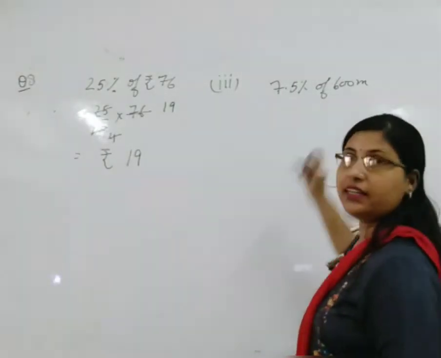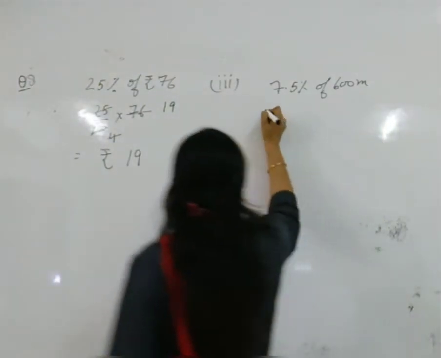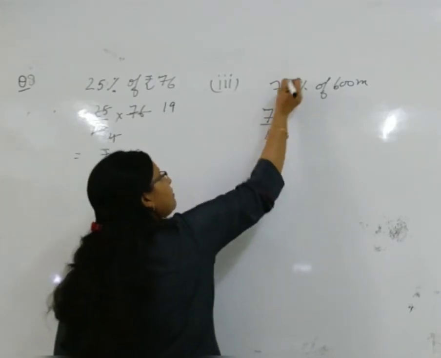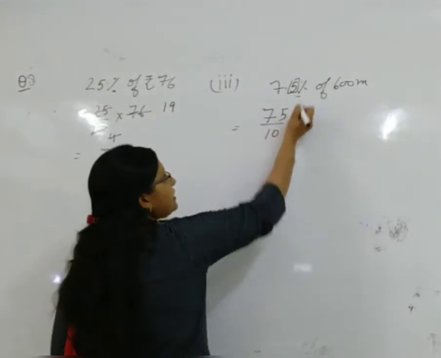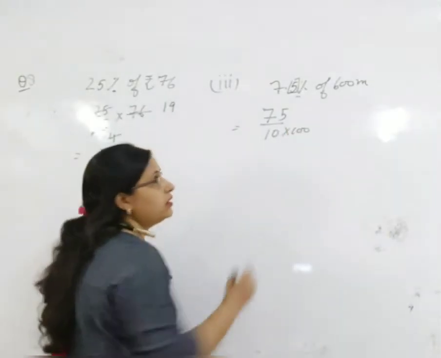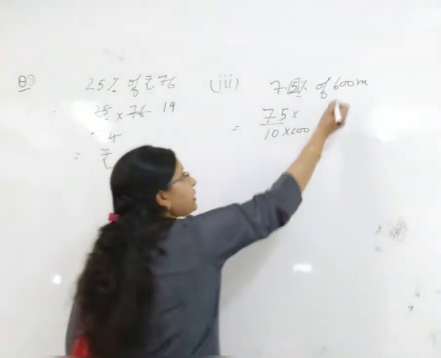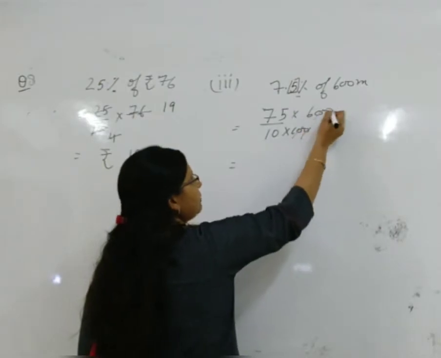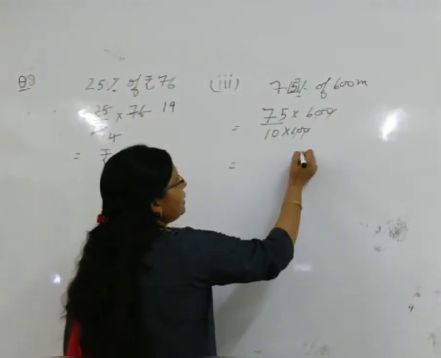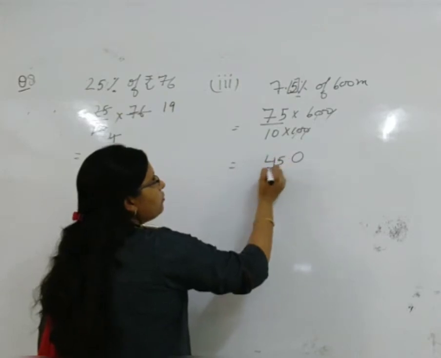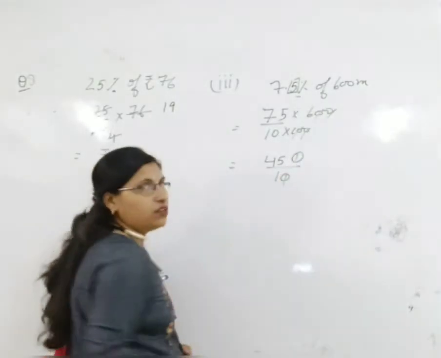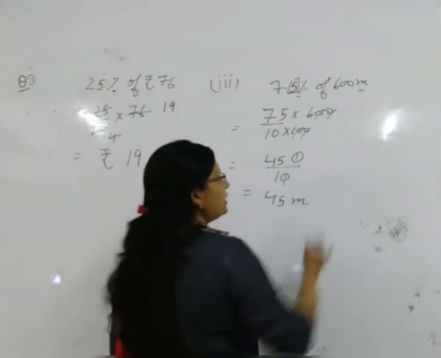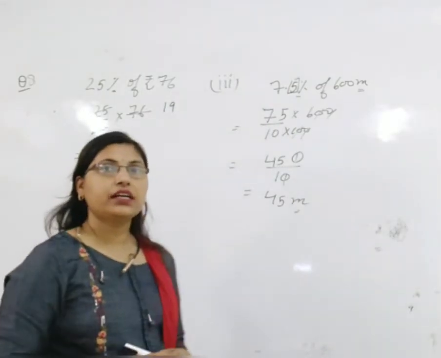7.5% of 600 meter. So simply we will do the same thing. Denominator. Of is replaced by multiplication. This 600 will go in numerator. And now we'll do the calculations. 2 zeros cancelled by these 2 zeros. And now we will multiply. We will get 450 upon 10. So 0 and 0 is again cancelled. We will get 45 meter because the unit meter is here. So that's why we have also written meter here.